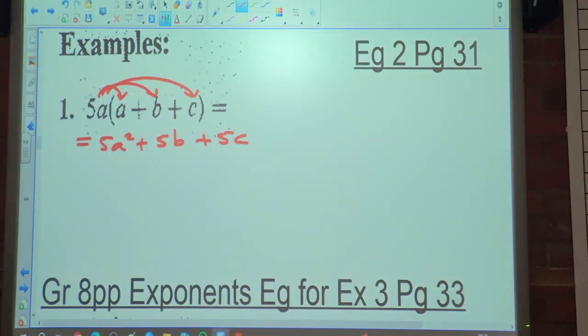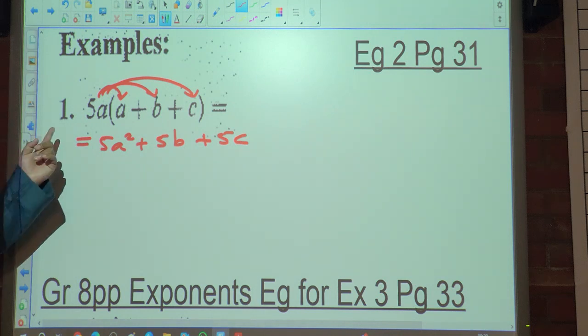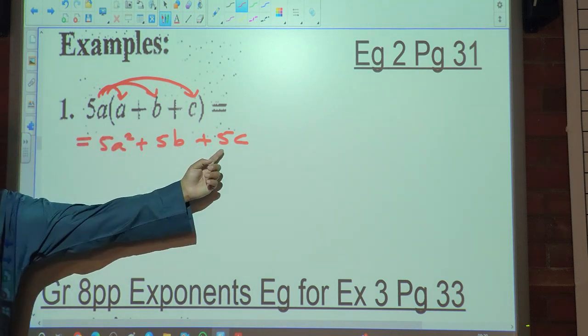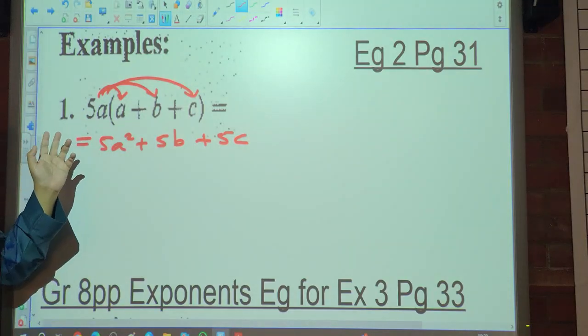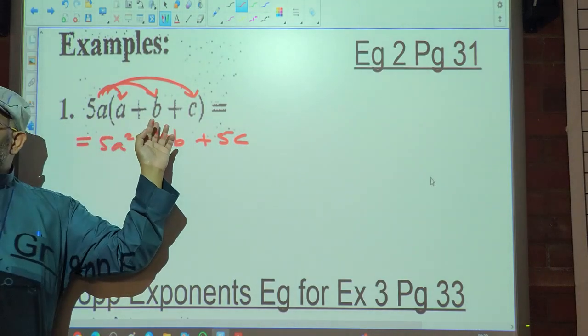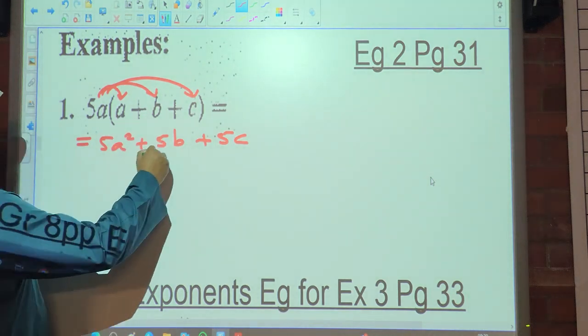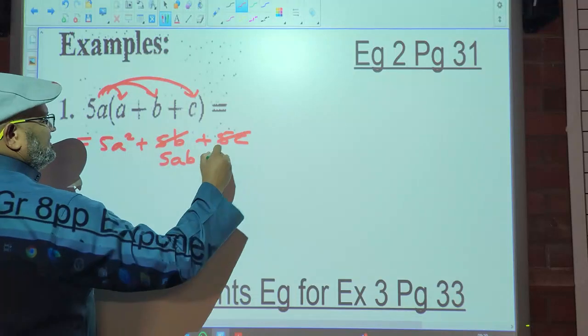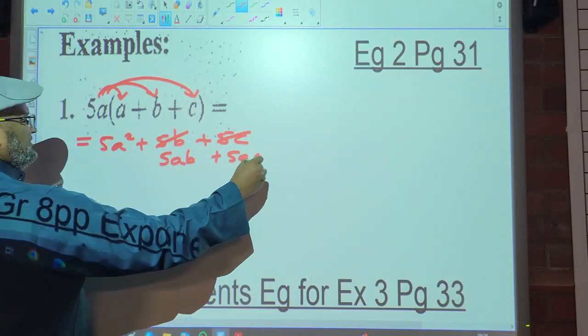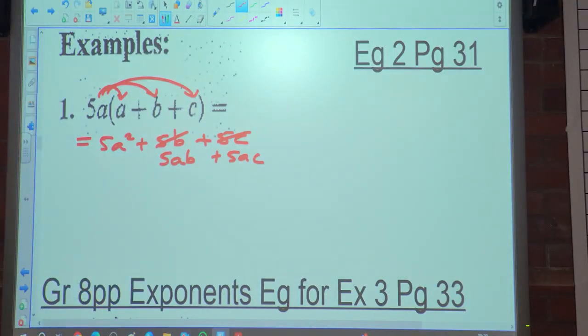No, sir. Why not? Because aren't you going to add the a? The a must also be in there. So 5a times b is 5ab, and 5a times c is 5ac. Now, do you understand? Yes, sir. Okay.